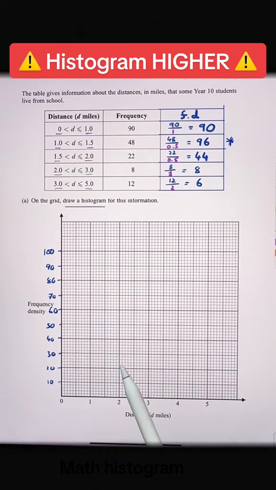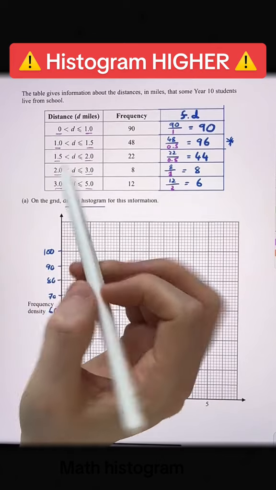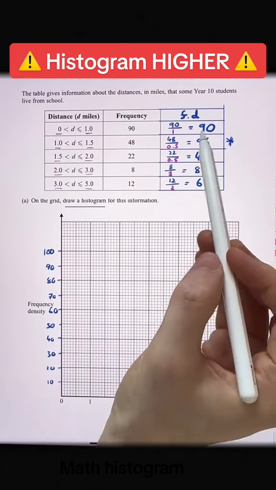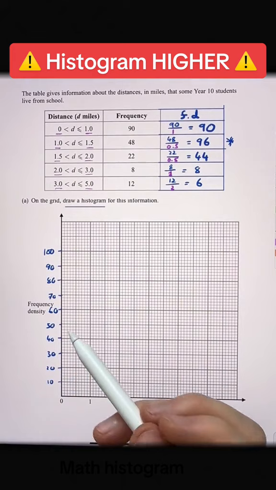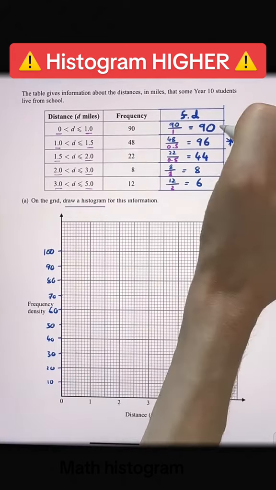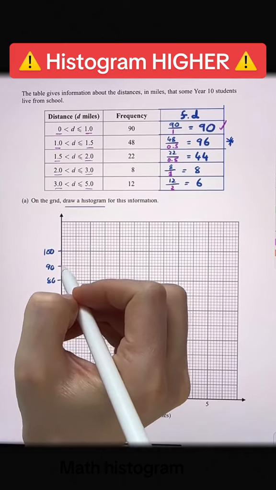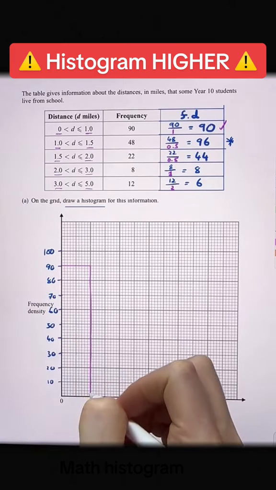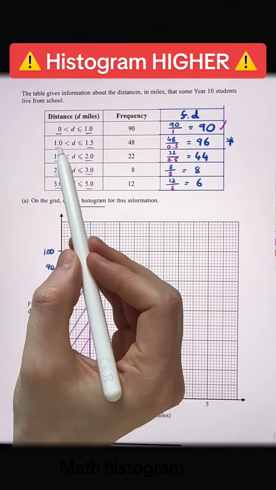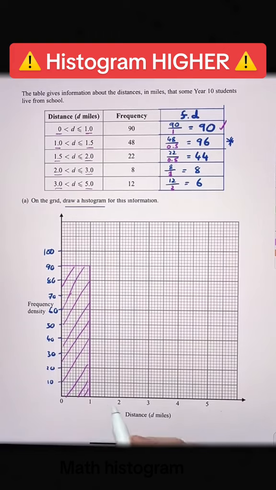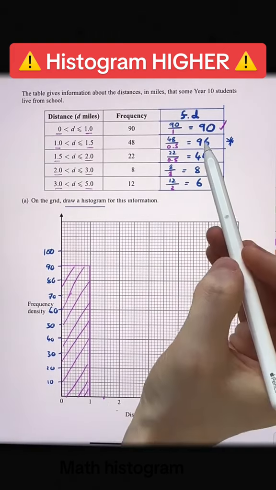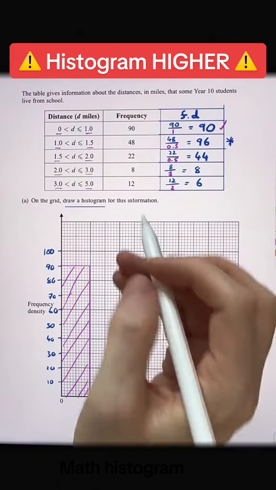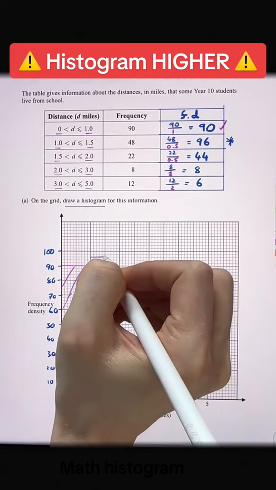When drawing each of the bars, I go the full width of my bar, so 0 to 1, and I must go up, in this case, the frequency density of 90. So 0 to 1, I go up 90. So mark 90, and 0 to 1, that was the width, and I go up 90 and draw my bar. For my next bar, the width will be between 1 and 1.5. And let's go up a frequency density of 96. So marking 96 and drawing my bar.